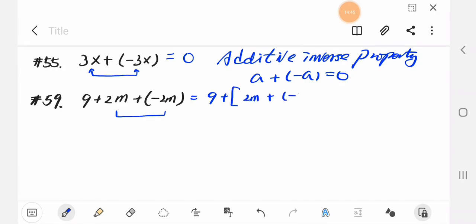2m plus negative 2m. This is the additive inverse property, right? The additive inverse property makes 0. So 2m plus negative 2m is 0, because this is 2m, and this is the same 2m but with a minus sign. So when you add two numbers, the same number with different signs, it becomes 0. Additive inverse property. And then 9 plus 0 is what?